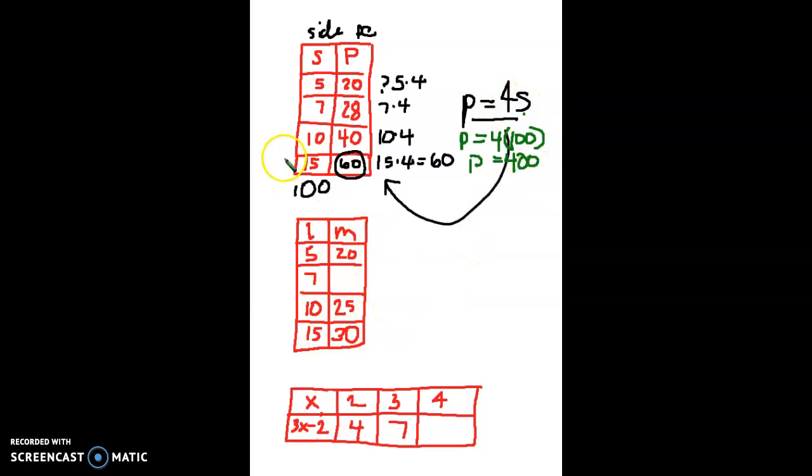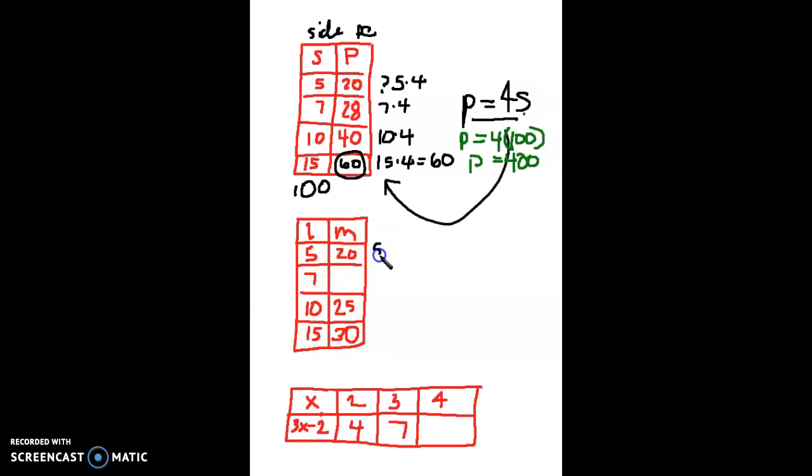Let's look at this next table down here. It's the same idea. This is example 1 on page 513. The example says to find the rule for this function, then use the rule to find the value of m when L is 7. Let's see if there's any relationship between 5 and 20, 10 and 25, 15 and 30. Really, I don't see any.